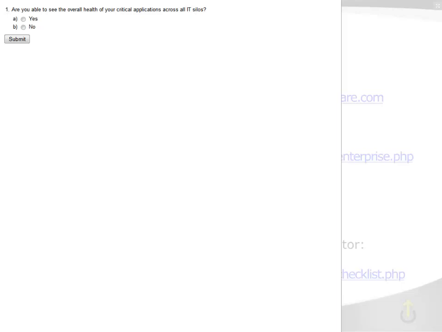So the question is, regardless of where you are in your monitoring life cycle, are you able to see the overall health of your critical applications across all of those IT silos, either through your existing monitoring tools or some other portals or dashboards in your environment?